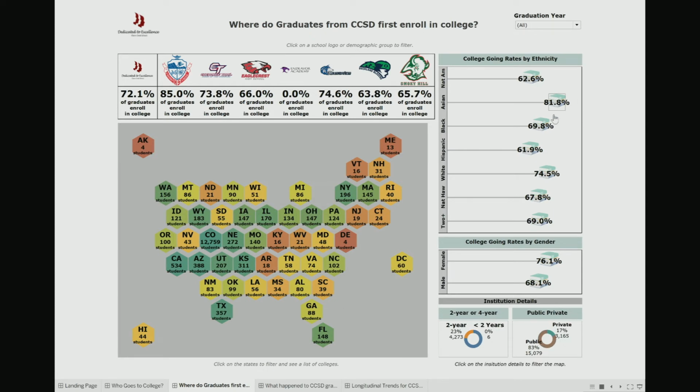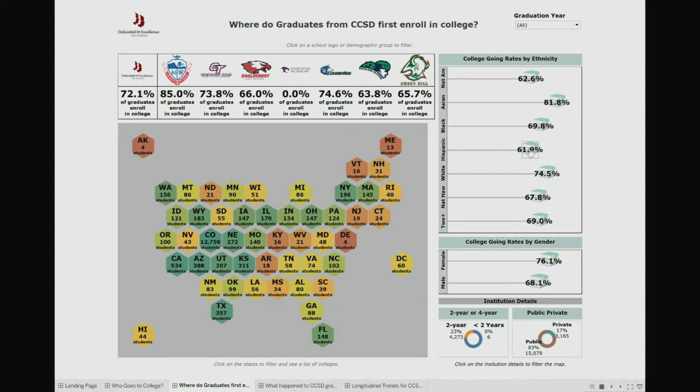And then we have college going rates by ethnicity. This is where it started to get really interesting for me as the developer, as I was building this, and then as I've been speaking with folks in our district, like our counseling coordinator and others. This was not the hypothesis I had. I hypothesized that our lowest college going rate would be for African American students, and in fact, it's not. Our lowest college going rate is for Hispanic students.